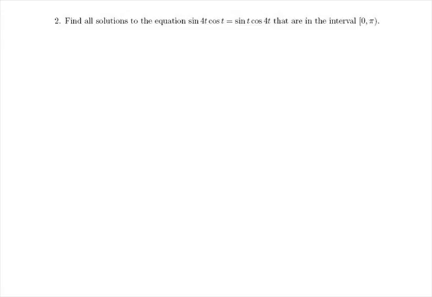Here we're asked to find all solutions to the equation sine 4t cosine t equals sine t cosine 4t that are in the interval 0 to pi, including 0, not including pi. So let's begin like we would any algebra problem and try to isolate all the terms that involve our unknown to one side of the equation.